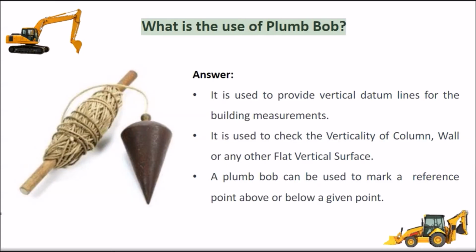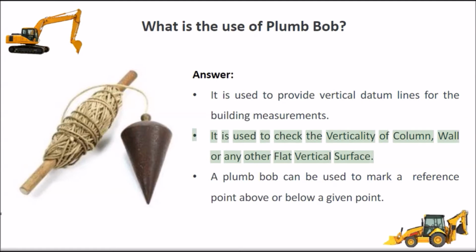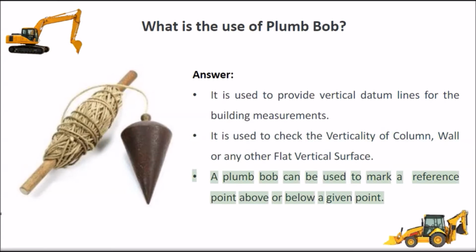What is the use of plumb bob? Answer. It is used to provide vertical datum lines for building measurements. It is used to check the verticality of a column, wall, or any other flat vertical surface. A plumb bob can be used to mark a reference point above or below an adjoining point.